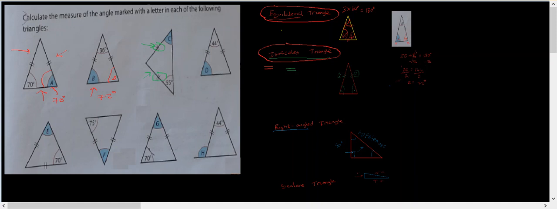Now that means that it's this type of triangle, so maybe I might make it different colors so it stands out a bit more. Therefore this angle and this angle have to be equal to each other. So if they're equal to each other, then this angle here is equal to 55 degrees. So that's that one.